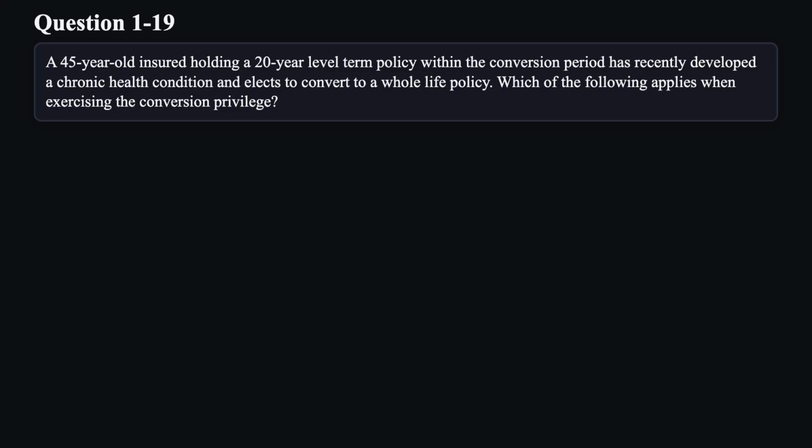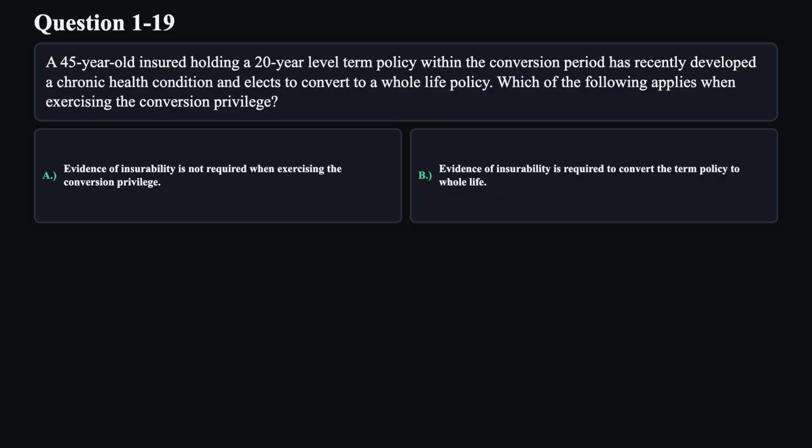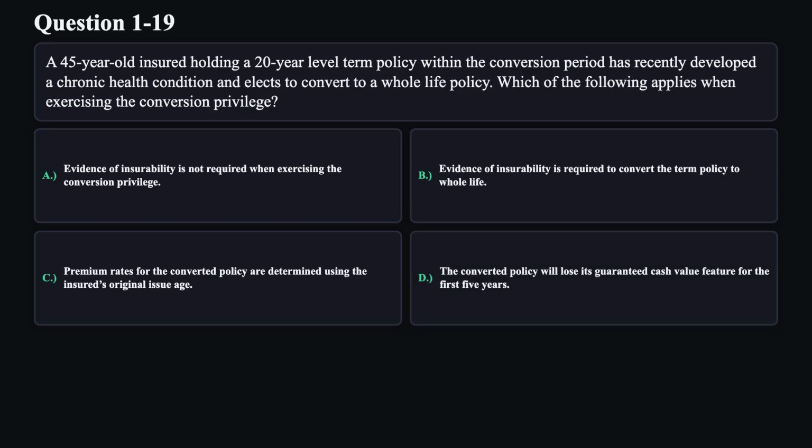Question 19. A 45-year-old insured holding a 20-year level term policy within the conversion period has recently developed a chronic health condition and elects to convert to a whole life policy. Which of the following applies when exercising the conversion privilege? A. Evidence of insurability is not required when exercising the conversion privilege. B. Evidence of insurability is required to convert the term policy to whole life. C. Premium rates for the converted policy are determined using the insured's original issue age. D. The converted policy will lose its guaranteed cash value feature for the first 5 years.